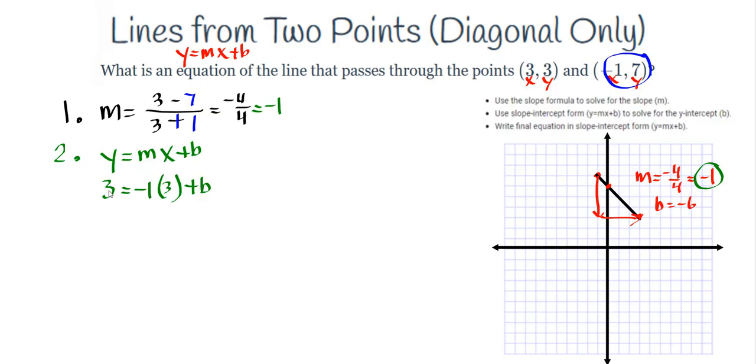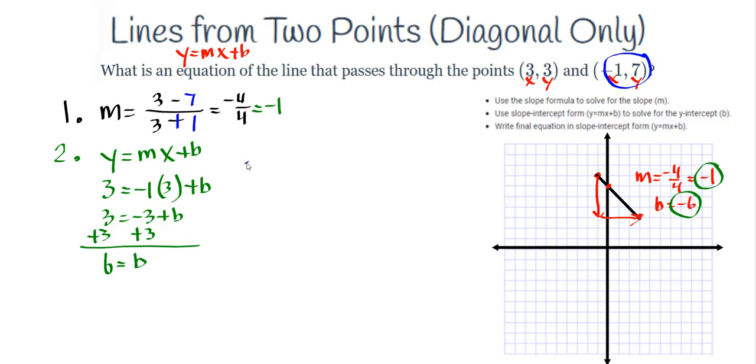The equation will simplify after I multiply negative 1 times 3. So I've got 3 is equal to negative 3 plus b. I'll solve for b by adding 3 on each side of the equation. So 3 plus 3 is 6, is equal to b. And notice that we got the same b value of 6 over here.